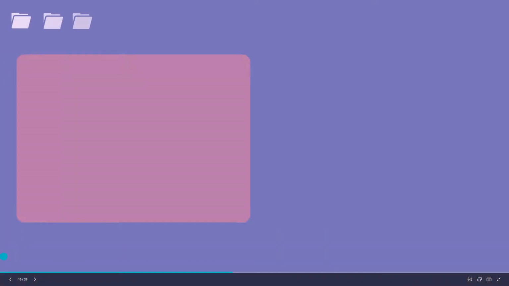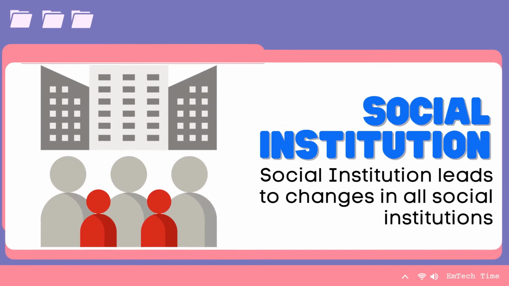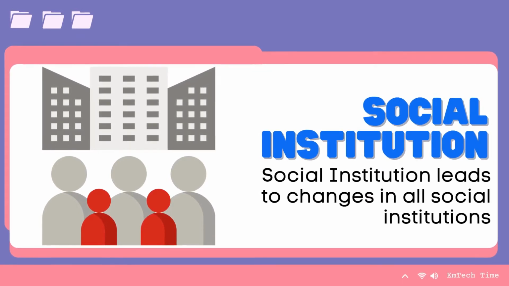Another cause of social change is social institution. Social institution leads to changes in all social institutions. For example, the industrialization of society meant that there was no longer a need for large families to produce enough manual labor to run a farm. Further, new job opportunities were in close proximity to urban centers where living space was at a premium. So the result is that the average family size shrunk significantly.